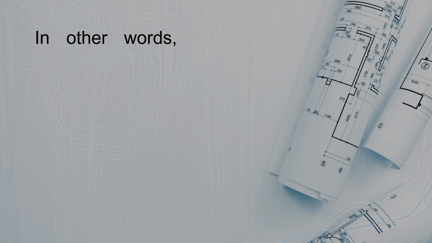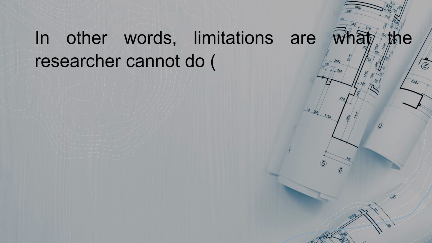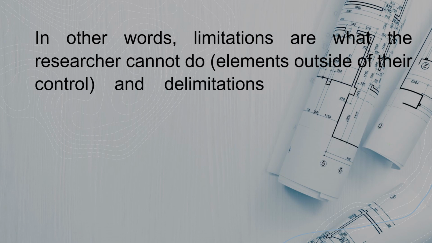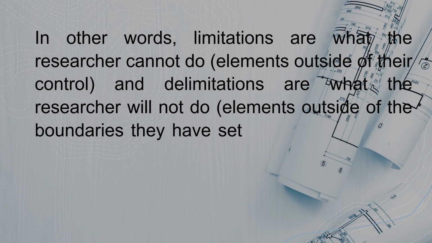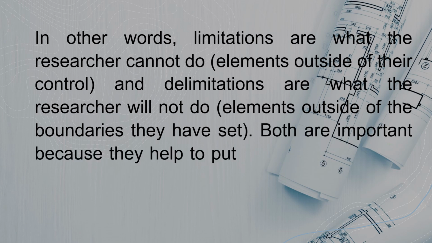In other words, limitations are what the researcher cannot do, elements outside of their control, and delimitations are what the researcher will not do, elements outside of the boundaries they have set. Both are important because they help to put the research findings into context, and although they explain how the study is limited, they increase the credibility and validity of a research project.